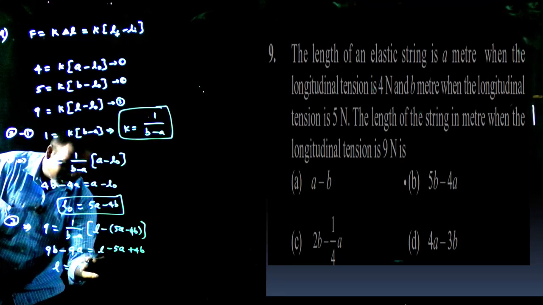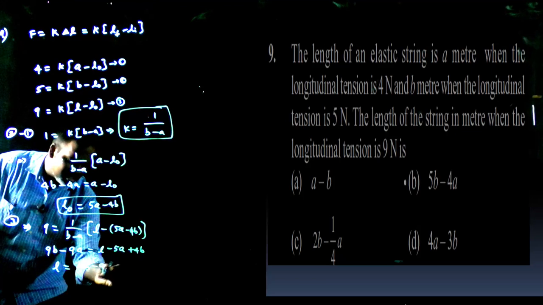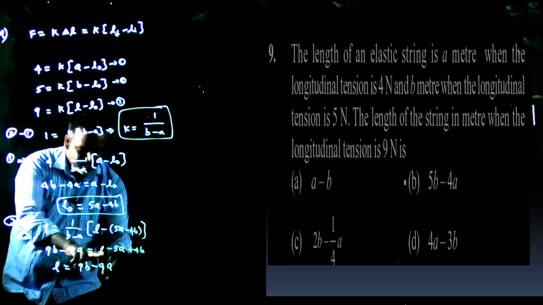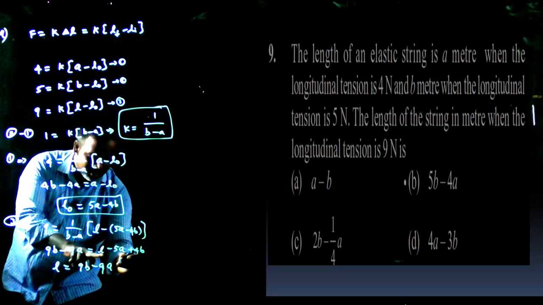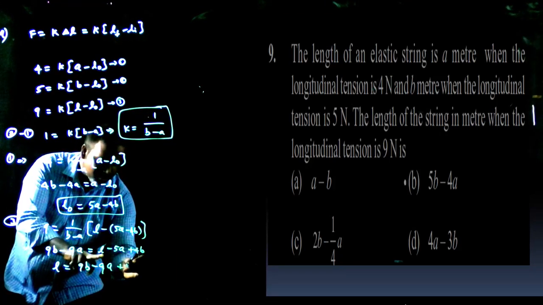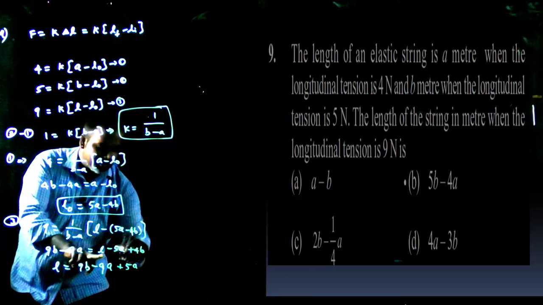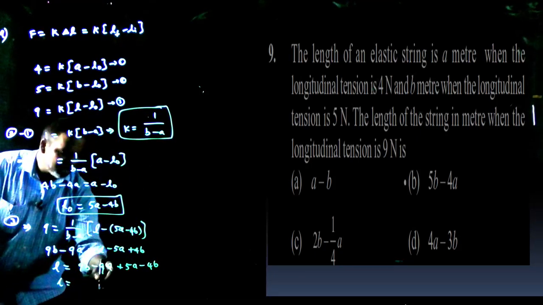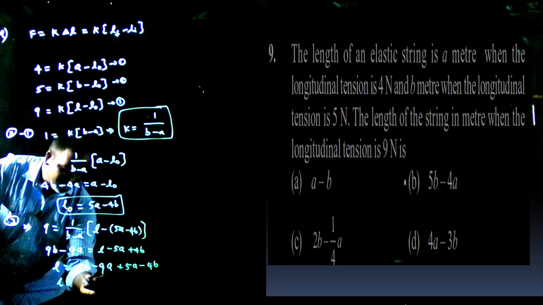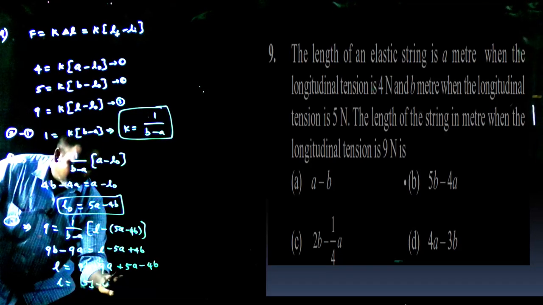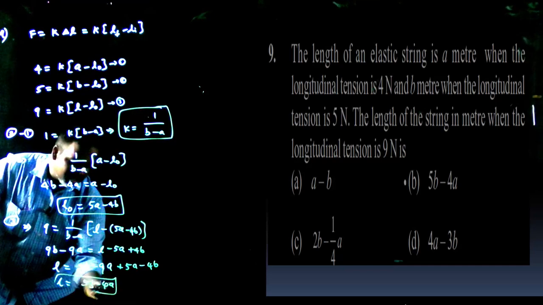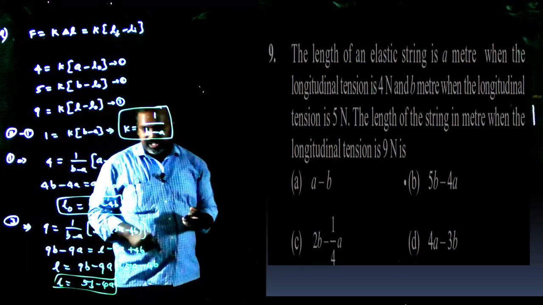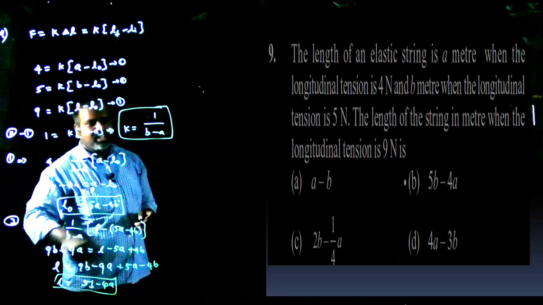If you are feeling that is a little tough, I can do the step work clearly. Keep L on this side and take all the terms to that side. So minus 5A becomes plus 5A, plus 4B becomes minus 4B. Solving this, 9B minus 4B is 5B, and this is minus 4A. So this is the required length when the longitudinal tension is 9 newton. So option B is the correct answer.